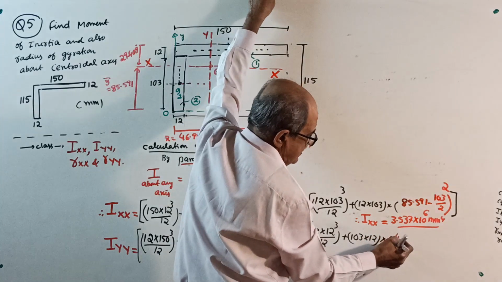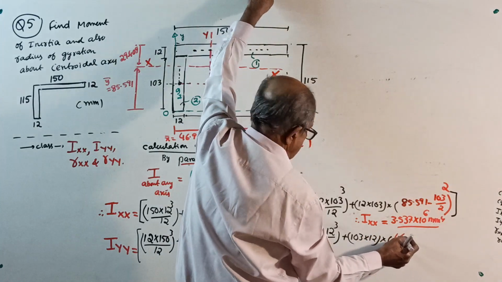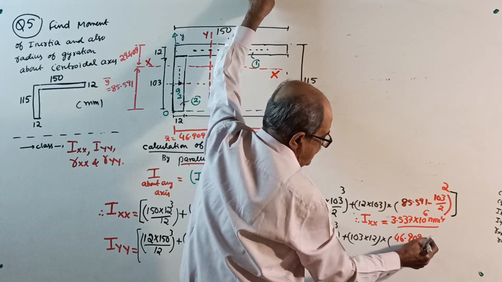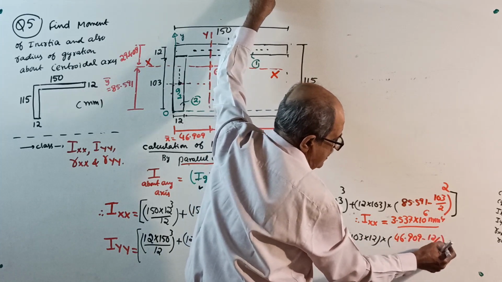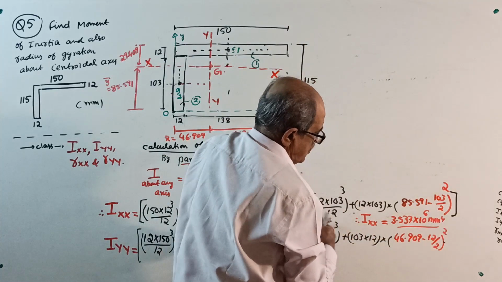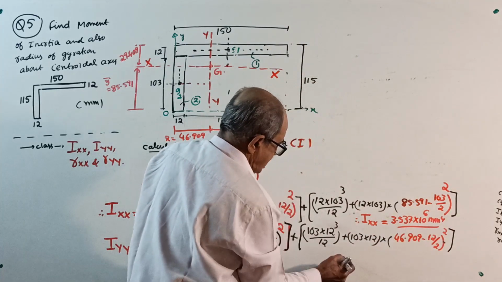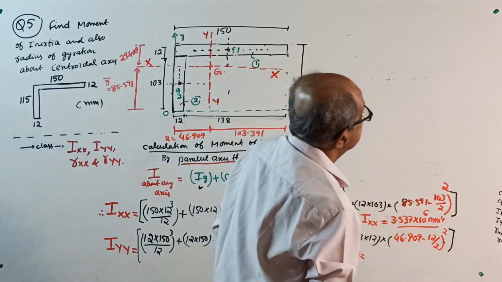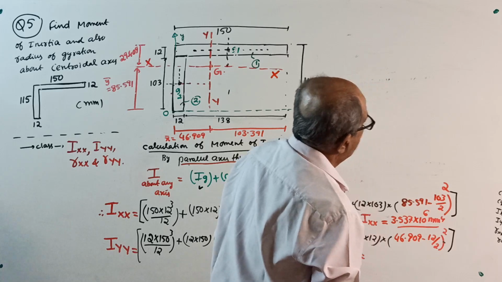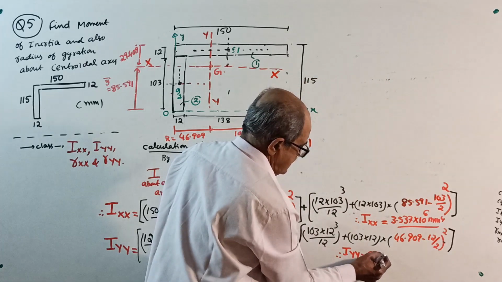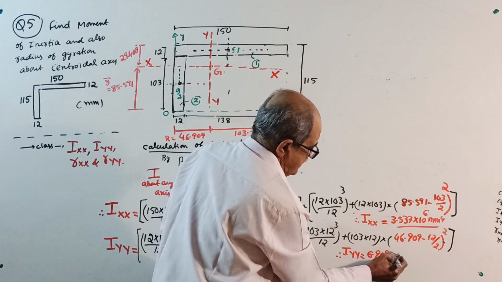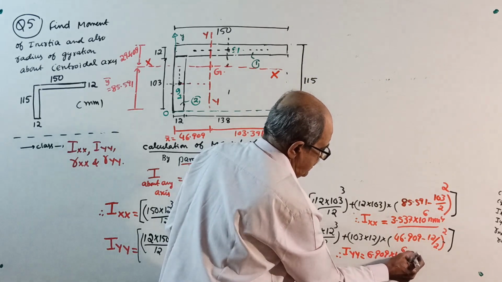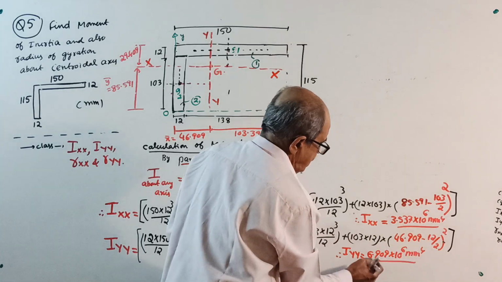So crystal clear. 46.909 minus half of 12, whole square, close the bracket, total. Therefore you will get the value of I about YY. How much did I get as the answer? Iyy is 6.909 times 10 to the power 6 millimeter power 4. Iyy over.